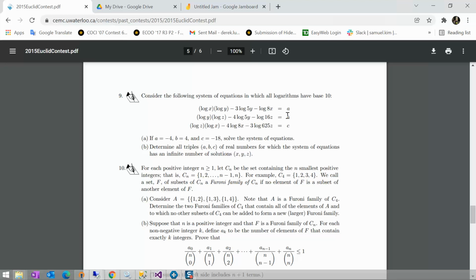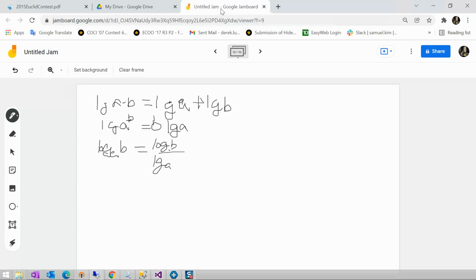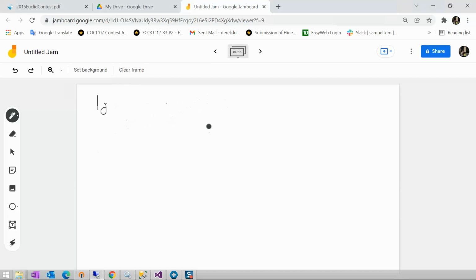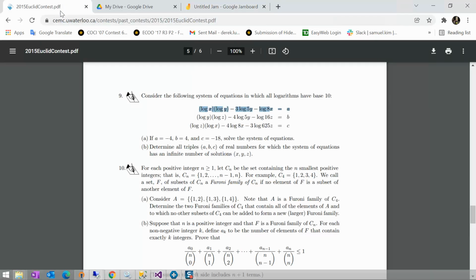For this one, first of all, we're gonna extend this one, right? We copy here. Cannot copy here. Okay, so let's go. Log x, log y, right? Minus 3 log 5. Minus 3 log 5y.